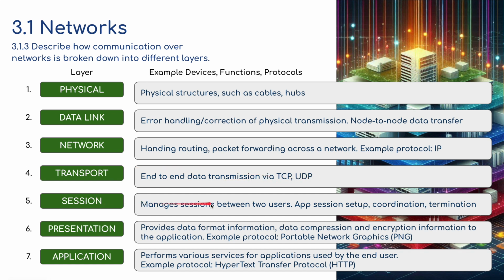The session layer manages sessions between 2 users. Application session setup, coordination, and termination. Now, the presentation layer provides data format information, data compression and encryption information to the application. An example of this protocol might simply be a PNG file, portable network graphic. Okay, and then finally the application layer, this performs various services for applications used by the end user. An example protocol here might be Hypertext Transfer Protocol or HTTP. So they're the layers of the Open Systems Interconnection model or the OSI model.